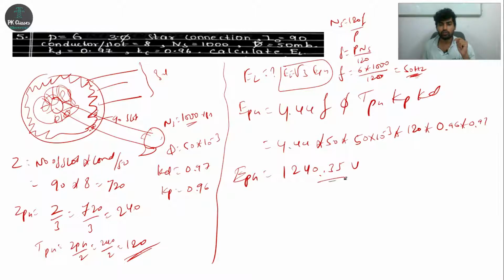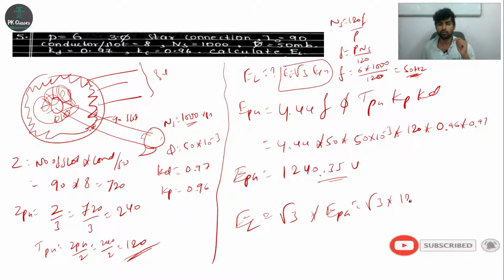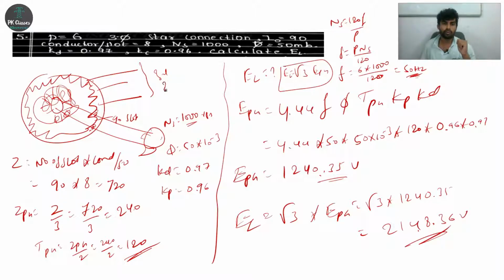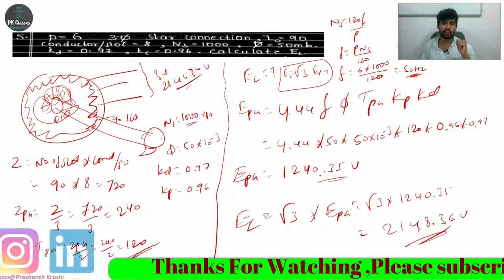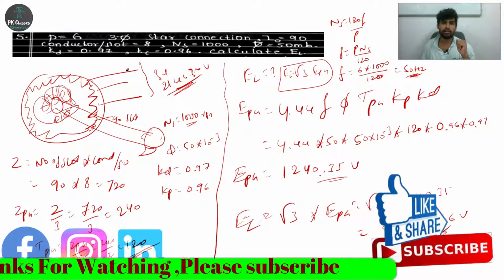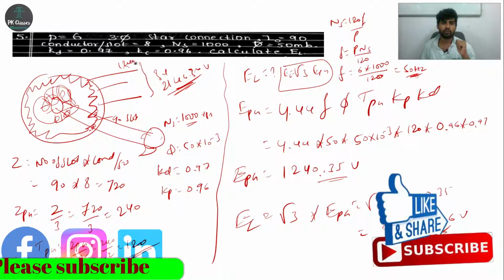Finally, E phase is equal to 1240.35 volts. What about line voltage? That is root 3 into E phase, equal to root 3 into 1240.35. Finally, we will get 2148.36 volts. Here, the output line voltage is 2148.36 volts, and the phase voltage is 1240.35.